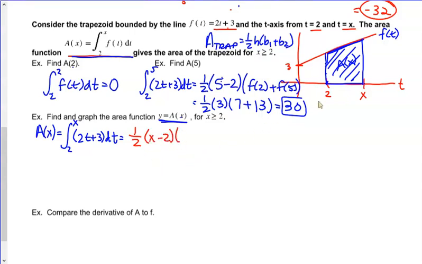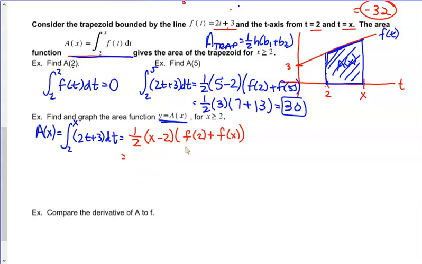Then I need to find base 1, which is going to exist at f of 2 still. But base 2 this time is at x. So it's now not at a number, so I need to plug in x into my function. And now, when I simplify all of this, I'm going to get one formula for the area of this trapezoid, in terms of x.